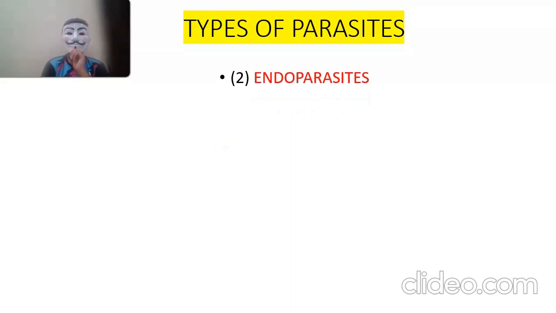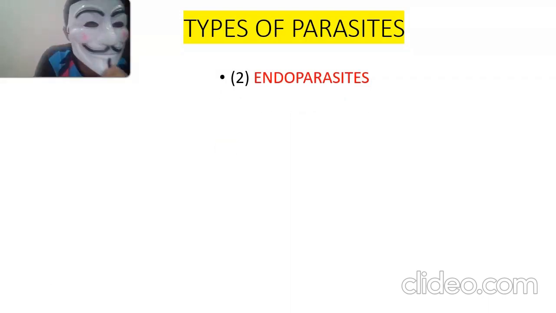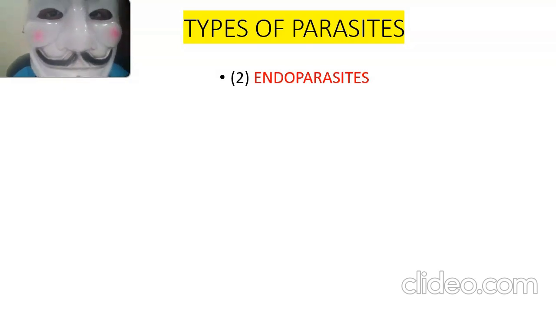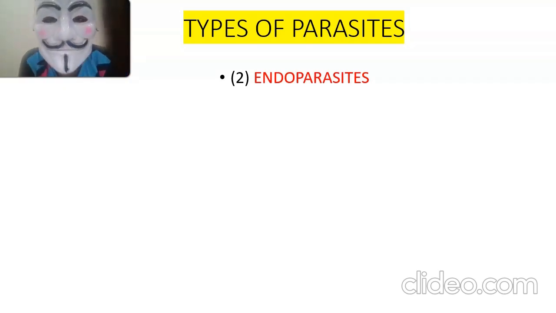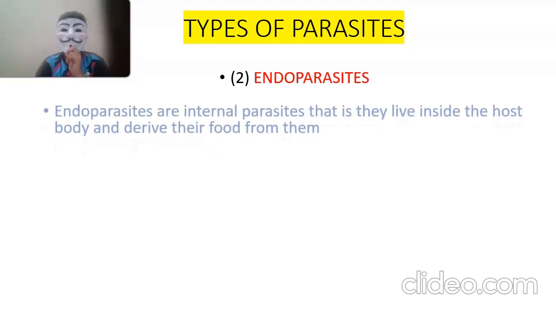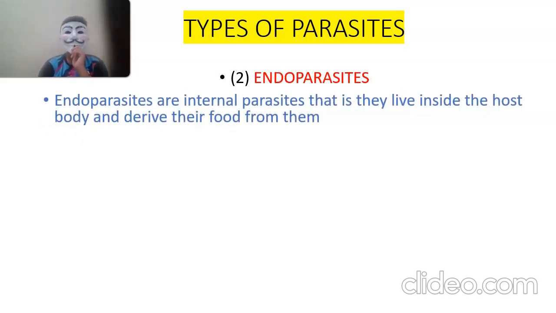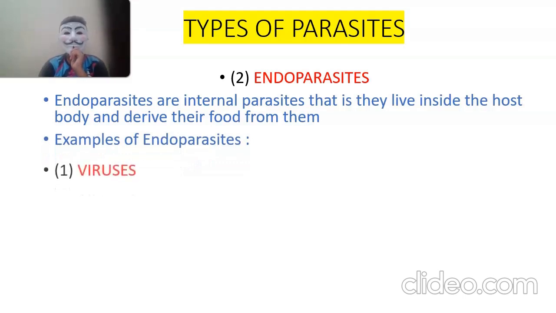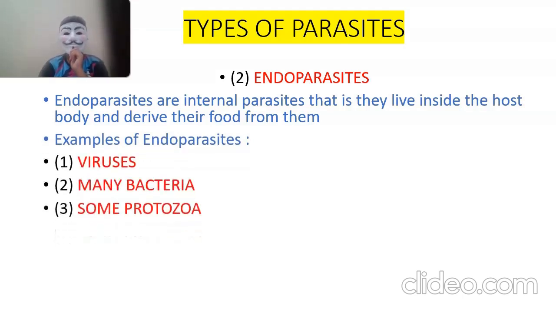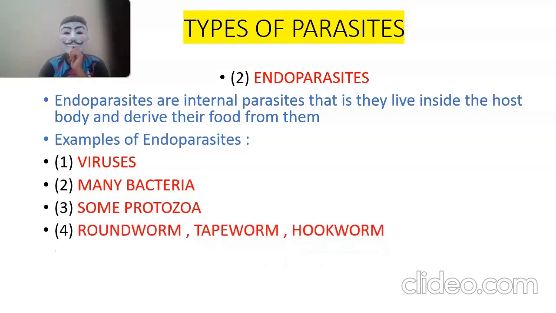Now, endoparasites. In ectoparasites, the parasites live on the body. In endoparasites, as common sense suggests, the parasites live inside the body. Endoparasites are internal parasites, that is, they live inside the host body and derive food from it. Examples of endoparasites are viruses, many bacteria, some protozoa, roundworm, tapeworm, hookworm, and many more such parasites.